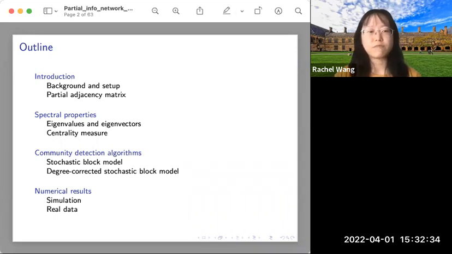And as a byproduct of our analysis, we're also going to propose a new centrality measure, which determines how important a person is within the whole network. And then I will talk about actual community detection on the concrete models, the stochastic block model and the degree corrected version. And finally, I'm going to present some results using simulated and real data.